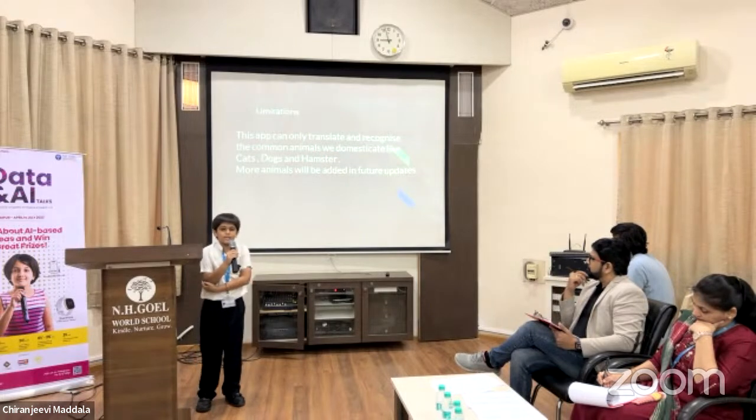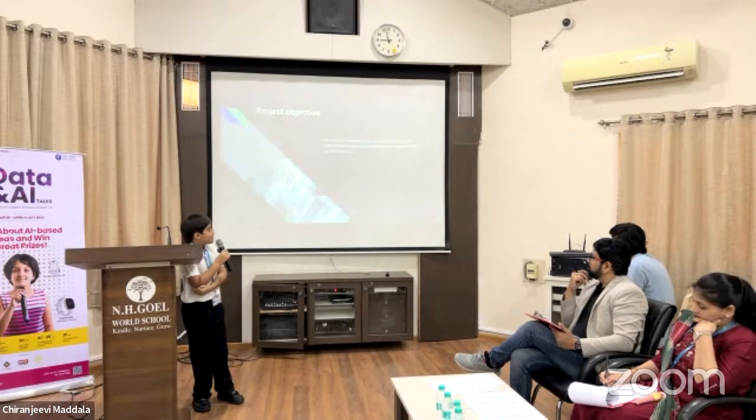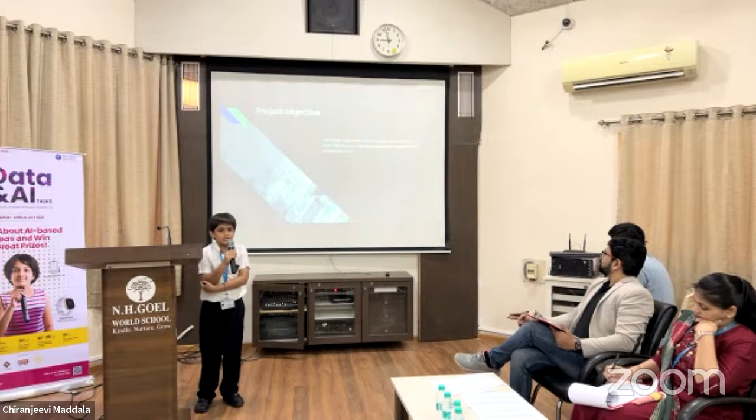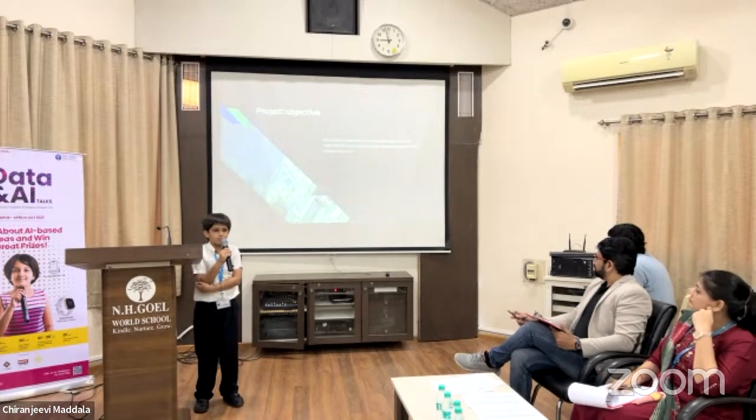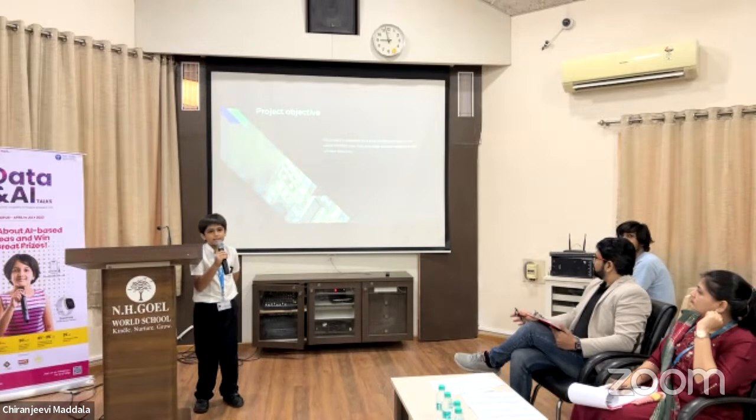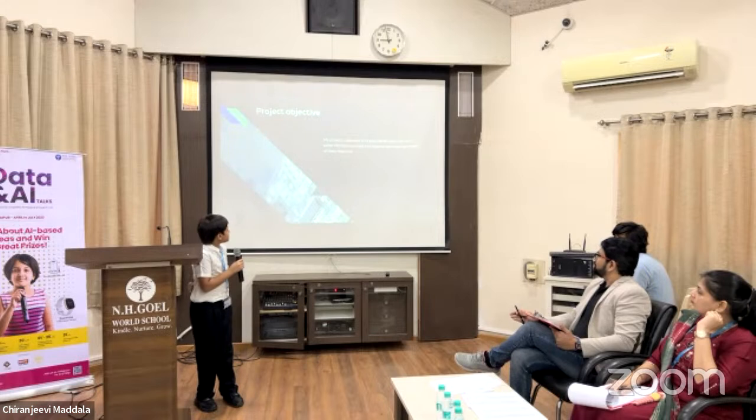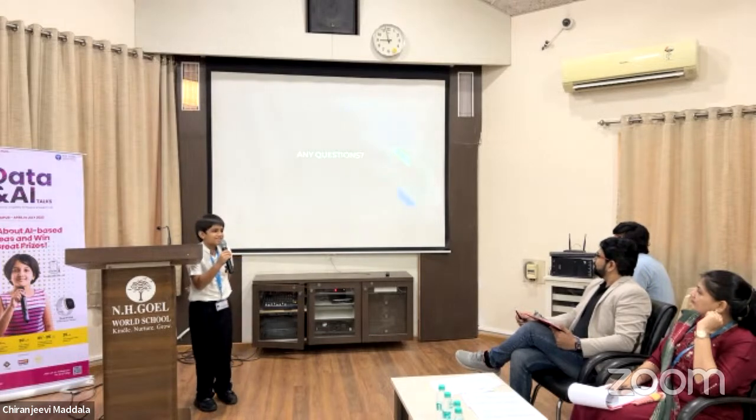There are also limitations. In the first update, the app will have only three animals: cats, dogs, and hamsters. Other animals will be added in future updates. My project's objective is to get pet owners more alerted for their pets and make their pets have the safest life ever. Are there any questions?